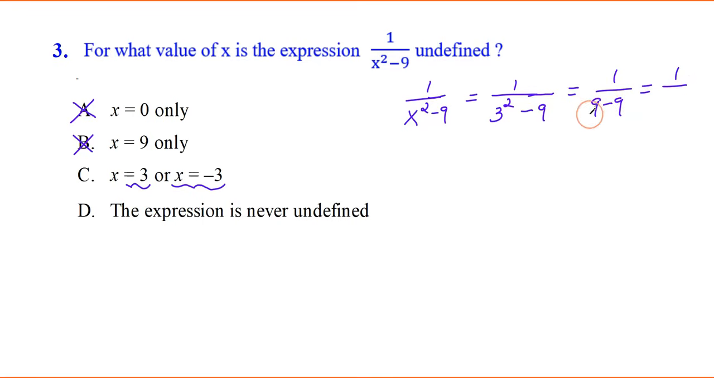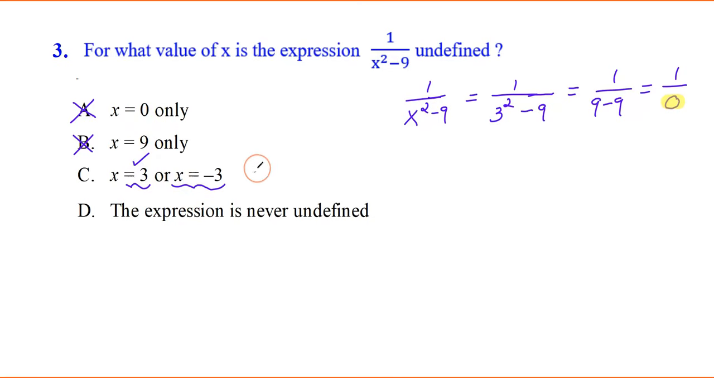And what's 9 minus 9? That is 0. So when I plugged in a 3 and I simplified this, I ended up getting a 0 in the denominator, which makes this expression undefined because you can't divide by 0. Right here. So this piece right here makes the expression go to 0.